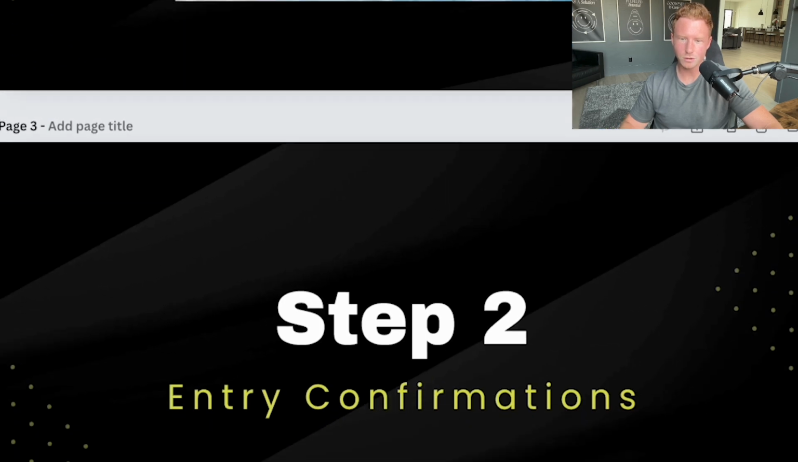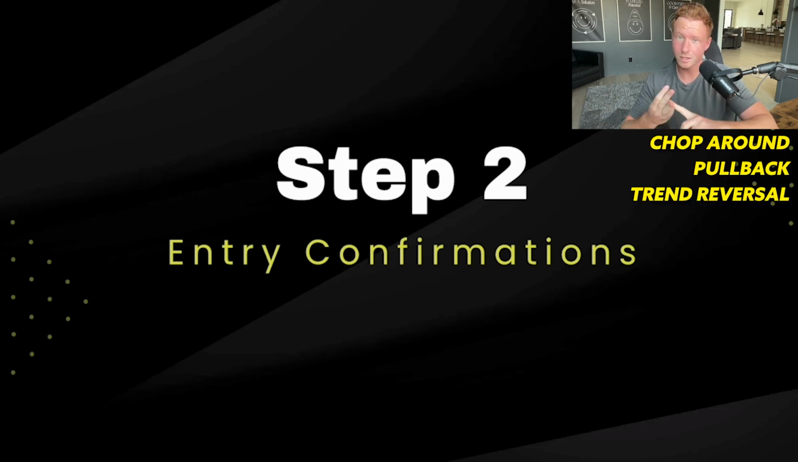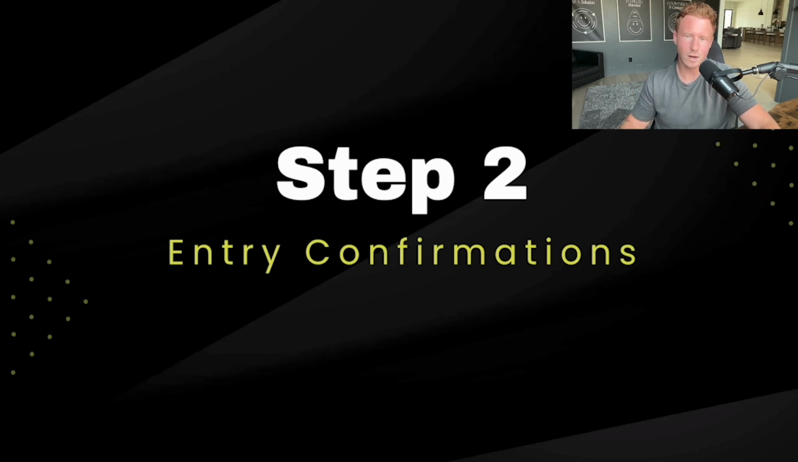Now, the step number 2 I'm looking for is I want to find entry confirmations, right? Just because I know the trend is up doesn't mean I just want to enter the trade right away, because we all know we could chop around, we could pull back, the trend can reverse, right? There's lots of things that can happen. So this is where I start looking for my confirmations.